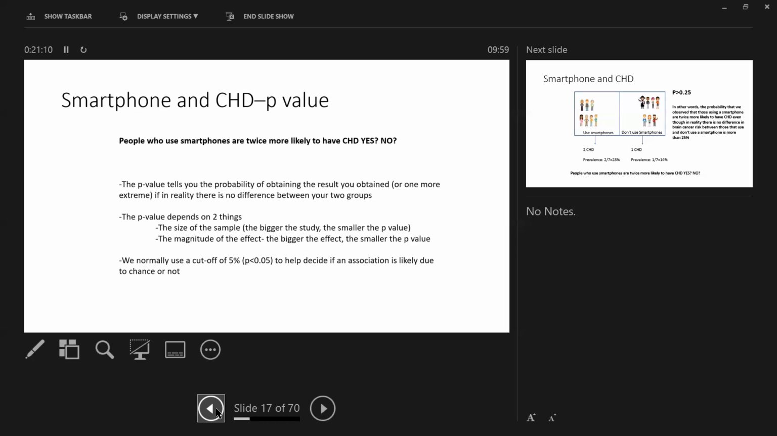This is really important because many people look at the p-value and say, oh, the p-value is less than 0.5. Great, it's a good result. So the size of the sample matters and the magnitude of the effect matters. So if you're looking at two groups and the difference is very big, you don't need a very big sample. The bigger the difference between the two groups, the smaller the sample size you need to achieve statistical significance.